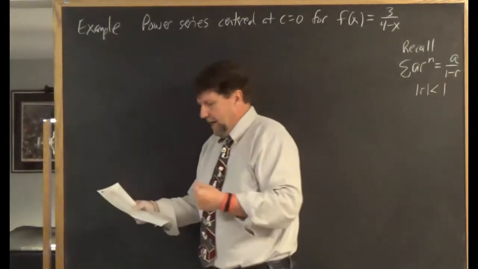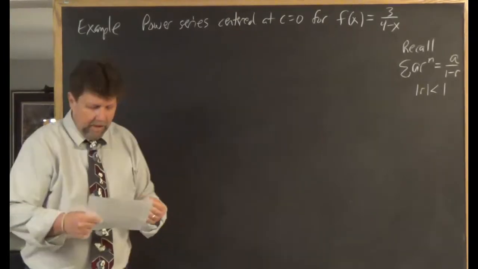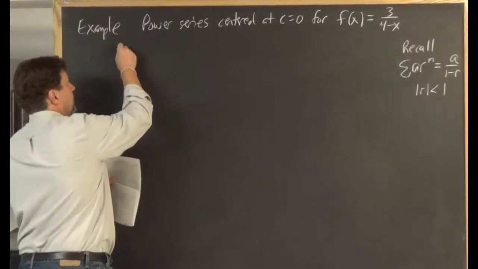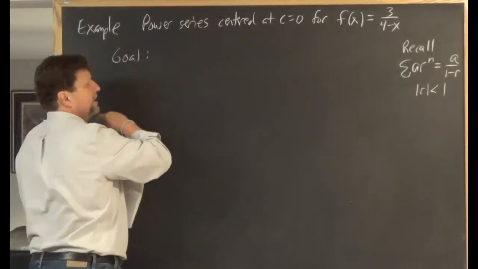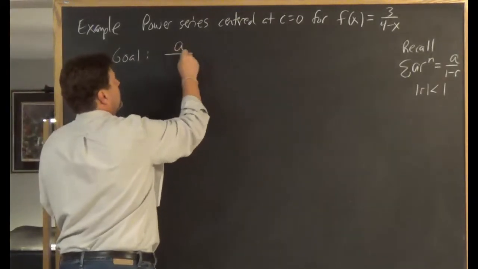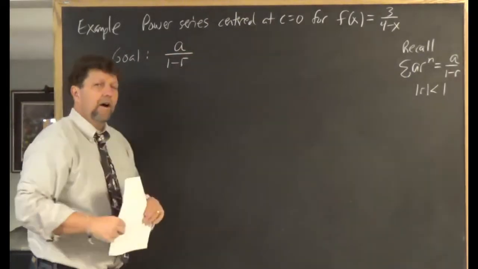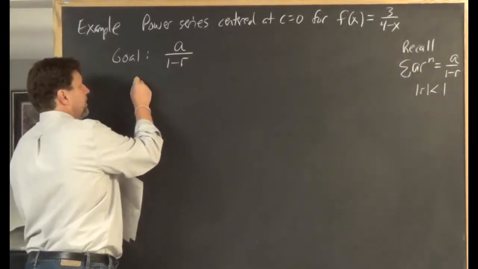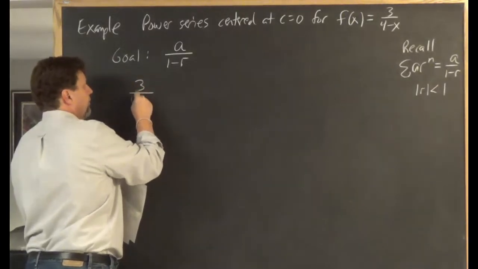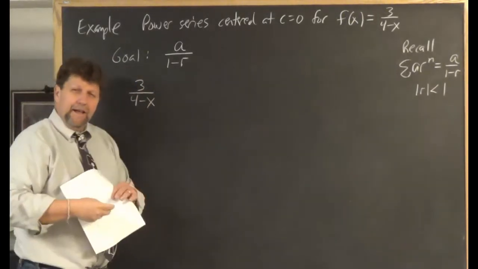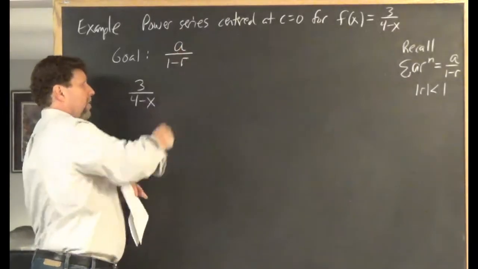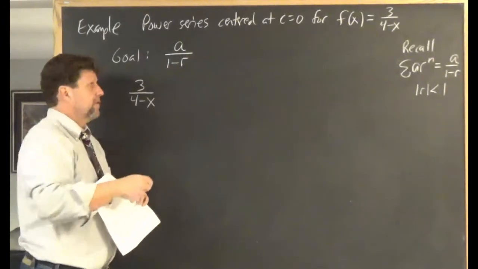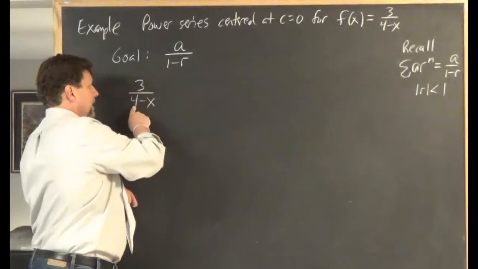So the sum is a over 1 minus r. A over 1 minus r. Let me start with that. Let me write this down as a goal: seeing an a over 1 minus r. Well, look at the function you're given. You are given 3 over 4 minus x. That looks like an a over 1 minus r. Really, the only difference is here's a 1 and here's a 4.